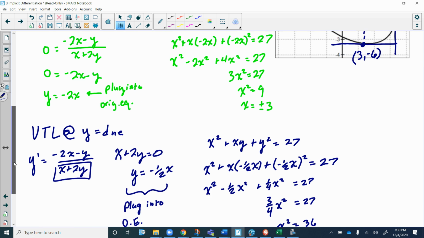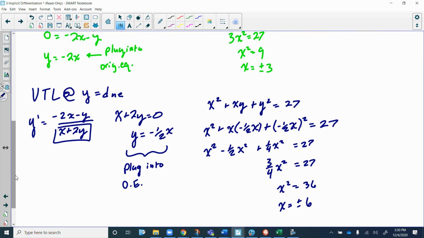But that is going to wrap it up for what we have with implicit differentiation.